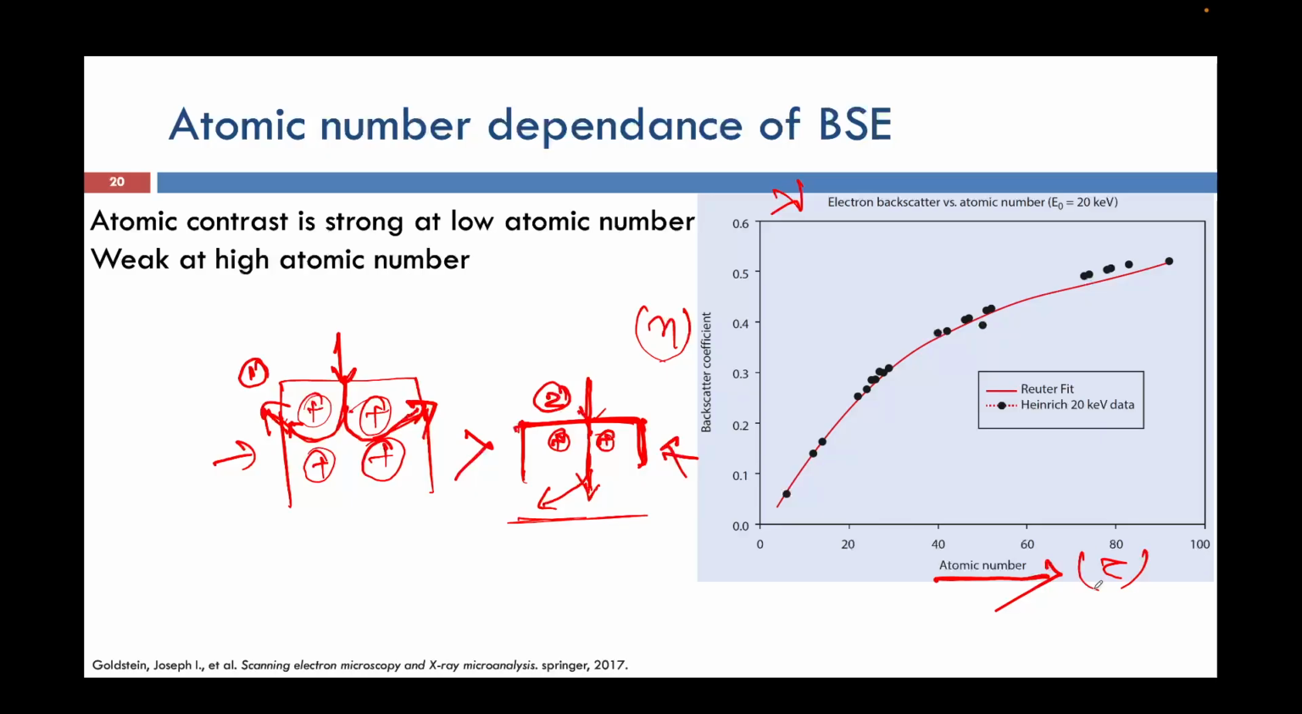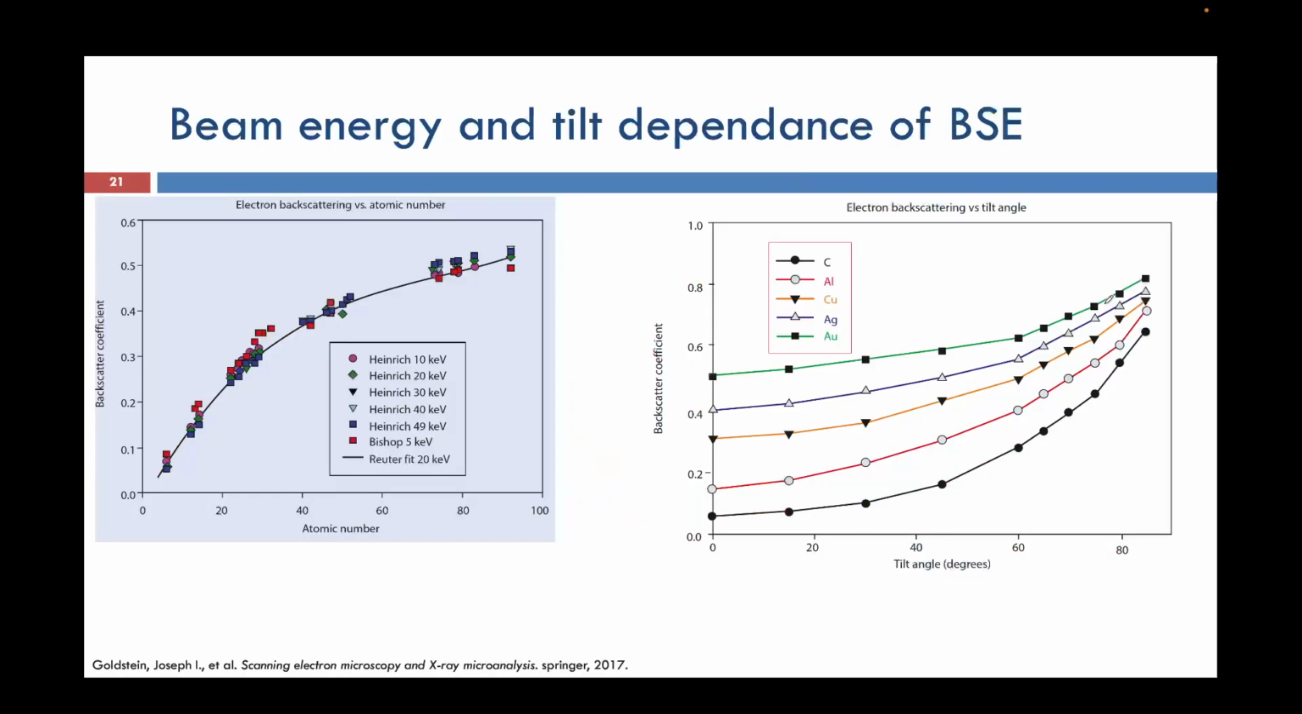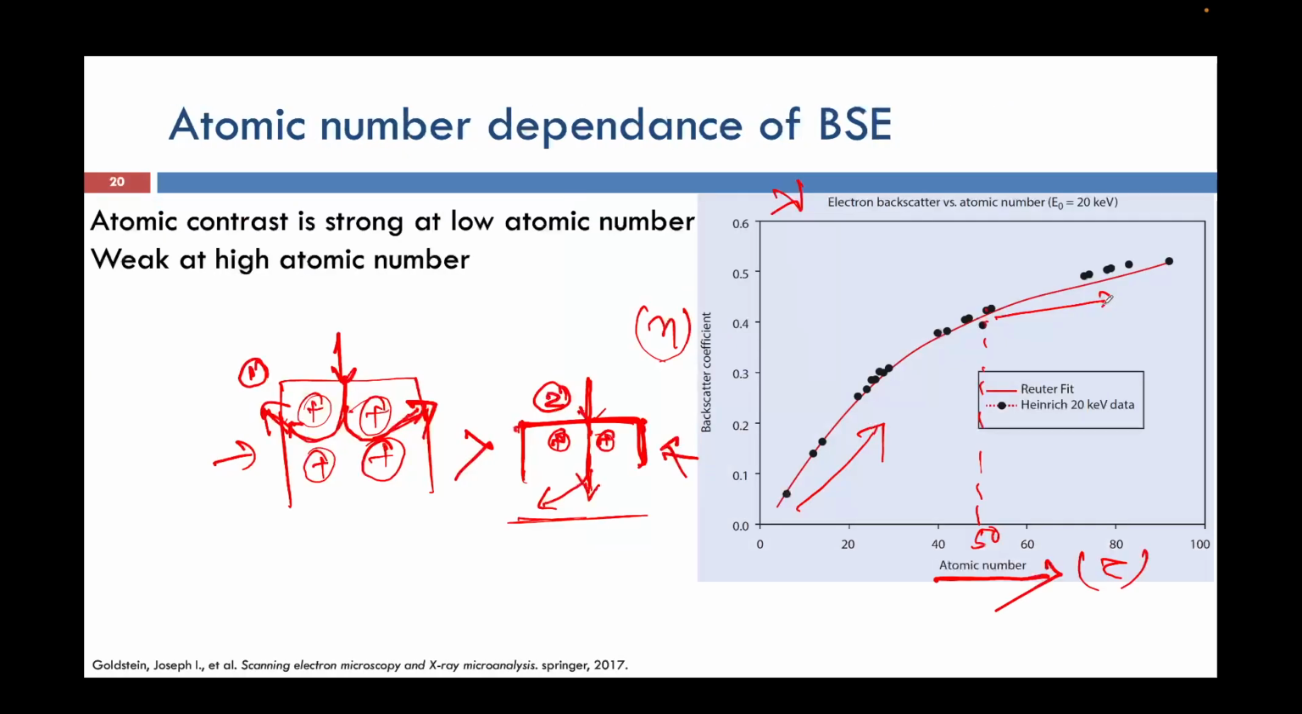So if you are looking at a number, let's say this is 50. Till 50 the eta versus Z curve is a steep increase, but after 50 you can see the increase is not that much. So we can say one thing, that this atomic contrast is very high at low atomic number.